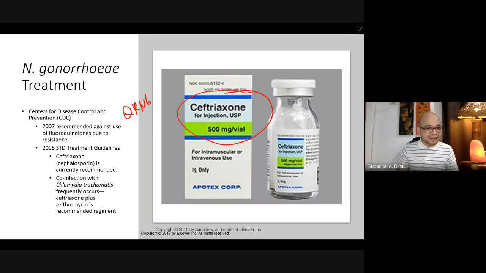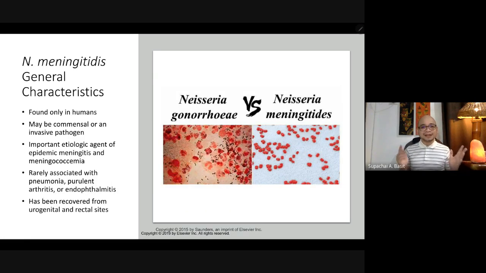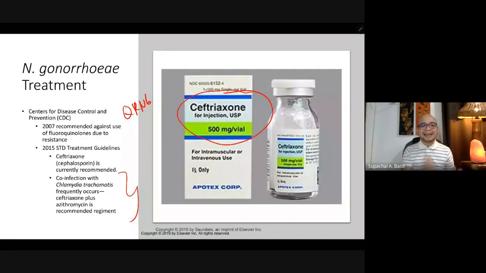And it is also prescribed if a person has co-infection with Chlamydia trachomatis. So aside from ceftriaxone, the person is also given azithromycin, just to be sure, especially if that person has co-infection with Chlamydia trachomatis. Okay, so that's the end of Neisseria gonorrhoeae.